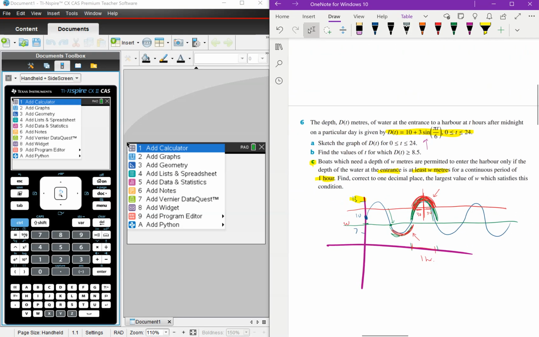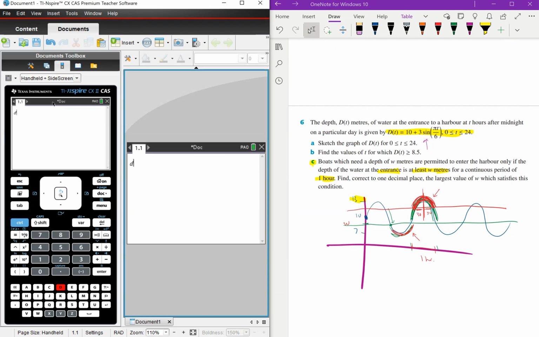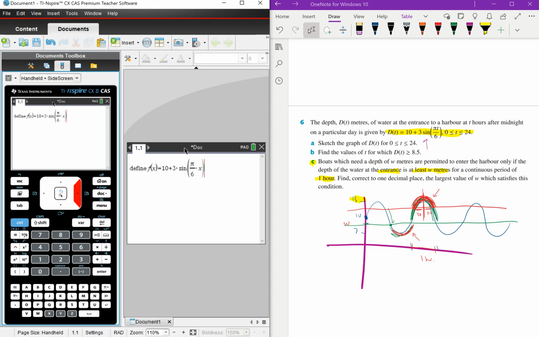So the question's there. Add a calculator. I'm going to define f of x is equal to 10 plus 3 times sine of pi over 6 times x, and I want it between 0 less than or equal to x less than or equal to 24.